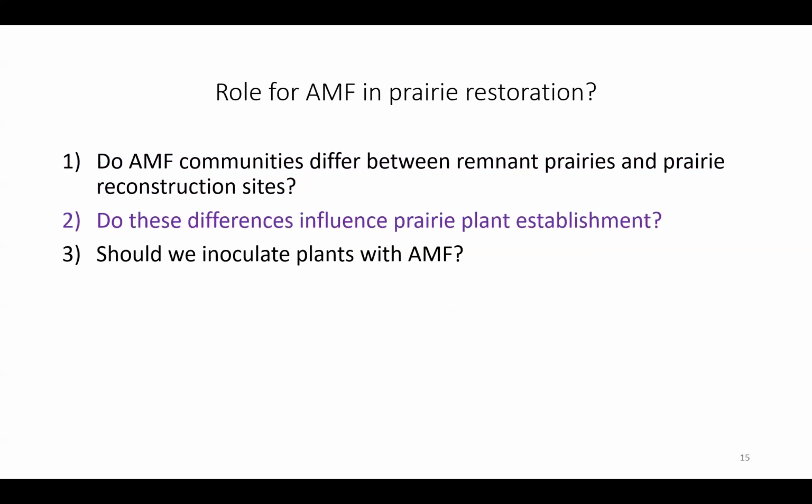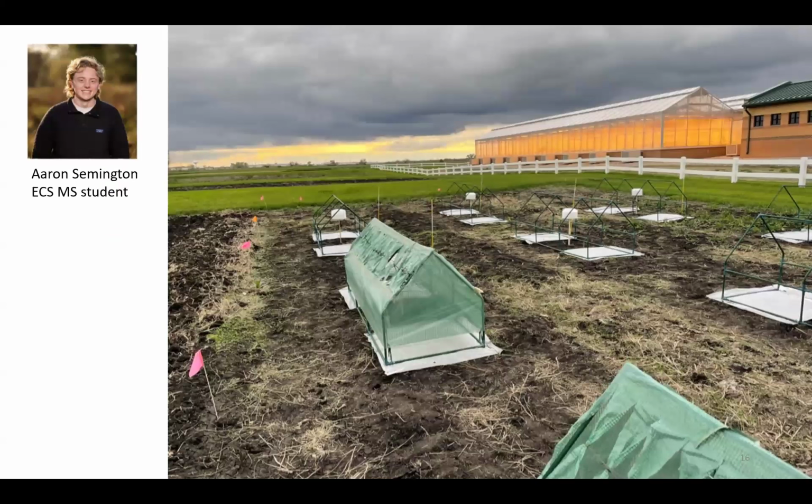So I'm not the only researcher working on this, but what I thought I'd show you is just briefly a recent experiment by one of my master's students, Erin Semington. And so what you see here is a prairie reconstruction, not really, but a field that NDSU begrudgingly let biological sciences use. And so this has been an experimental field at NDSU for the last 50 years.